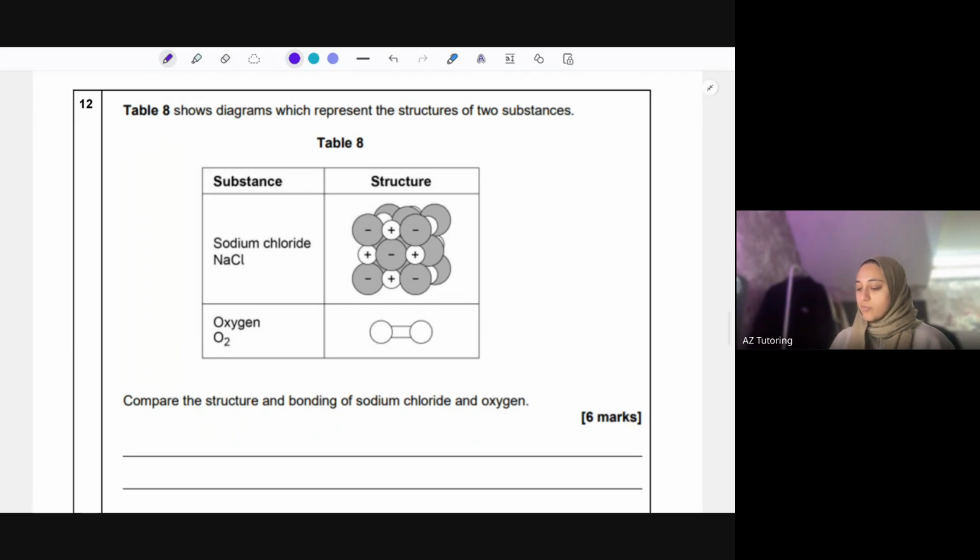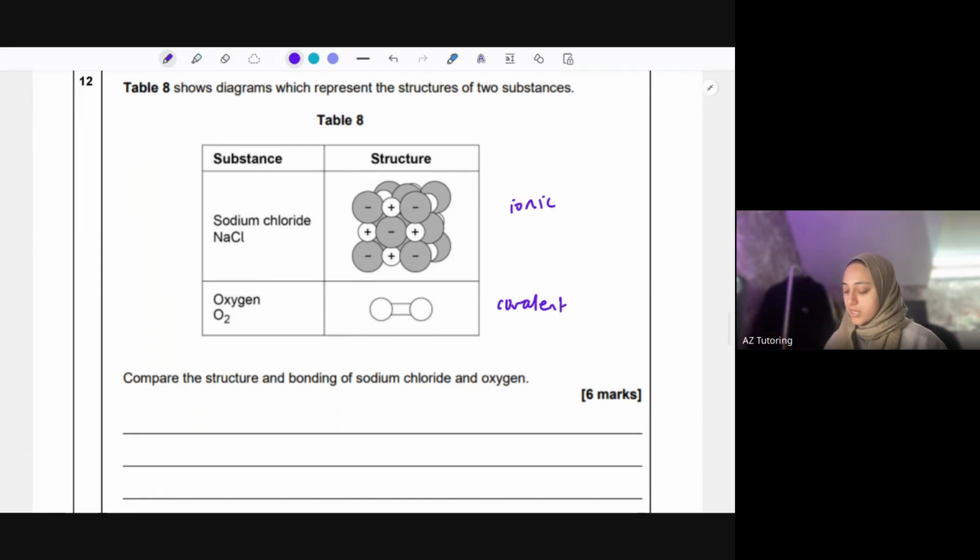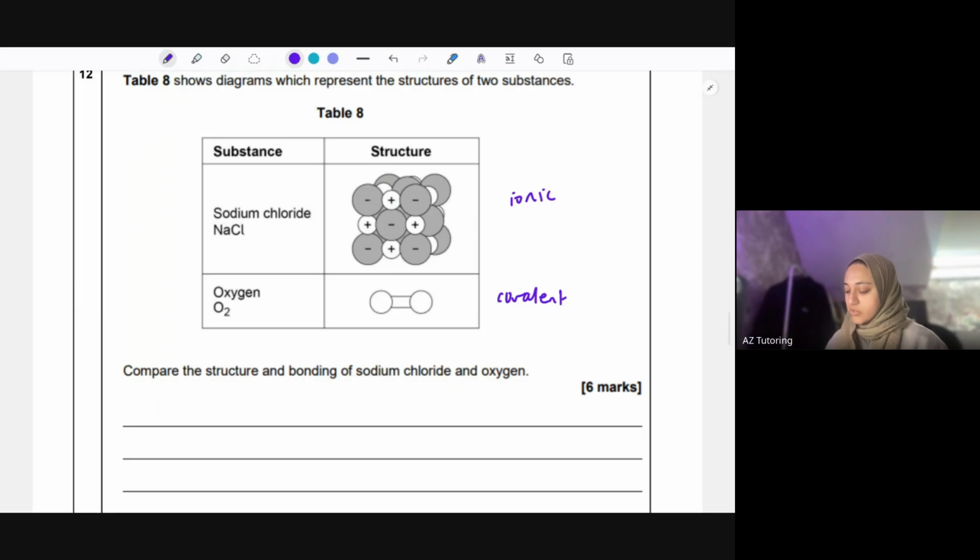Okay, question 12. Table 8 shows a diagram which represents the structure of 2 substances. So we've got sodium chloride, which is an ionic substance because it's a metal and a non-metal. And then we've got oxygen, which is a covalent structure because oxygens are non-metals. Okay, so I've identified that. I can see the positive and negative ions here as a lattice structure, and I can see there's 2 oxygens there with 2 bonds.